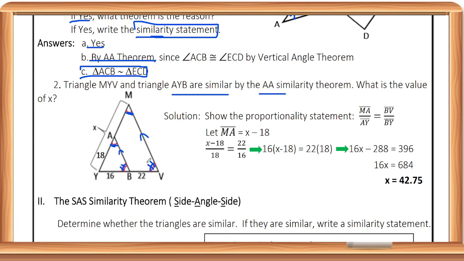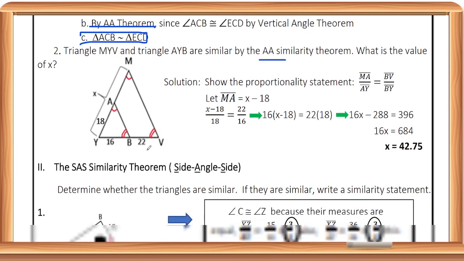Ito. So, since we have two congruent angles here, and actually AAA, no? Pwedeng AAA. Kasi ito, they share the same angle. Itong malaking triangle na to, ito yung third angle niya. Tapos, itong mas maliit na triangle na to, ito din naman yung magiging common angle niya. So, tatlong angle to. You can use the AAA here, postulate. It's already given. It is absolutely similar triangle.